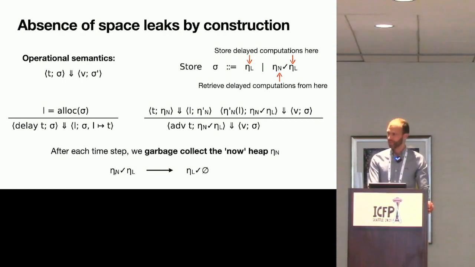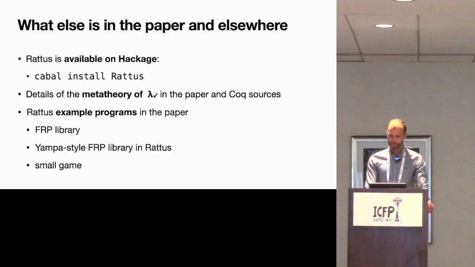the semantic soundness property. All right, to conclude, what else is there? You can try out Rattus. You can just do a cabal install Rattus, and then you're off to the races, and you can play around with the language. There's some more stuff about the meta theory, how that works, in the paper, and also loads more examples there. In particular, there's an FRP library, a straight FRP library to do the kind of programming that I showed you with the game. There's also a Yampa-style FRP library implemented in Rattus, right? So we can also do arrowized FRP in this language, and also there are more details about this game that I showed you earlier. And that's all I had. Thank you.